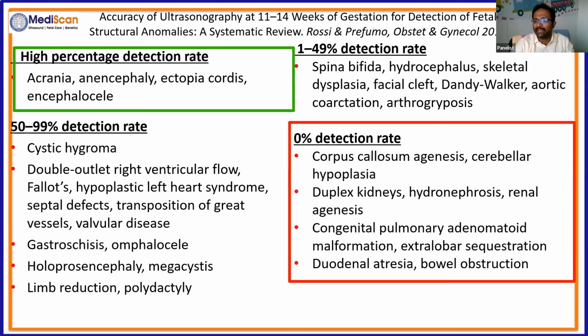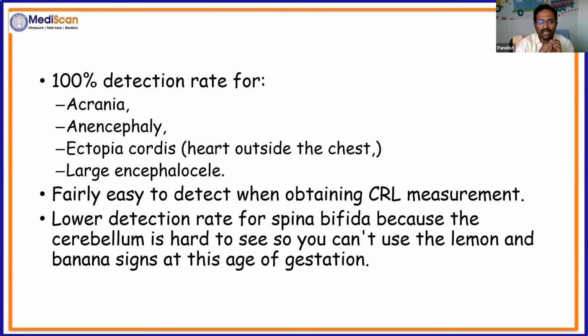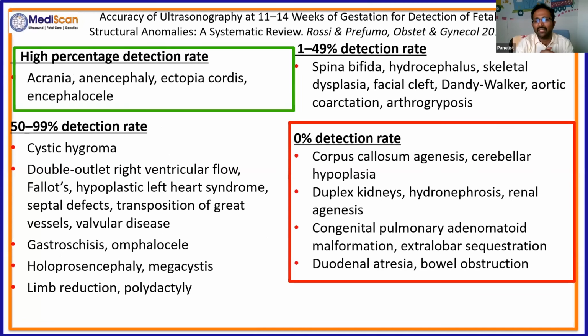But certain anomalies have got 0 detection rate, like corpus callosal agenesis, cerebellar hypoplasia, renal abnormalities, lung airway malformations, duodenal atresia, because by embryogenesis, these problems present only in the 2nd trimester of the baby. So there is a 100% detection rate for these 4 anomalies. The other anomalies, the detection rate is a little lesser.